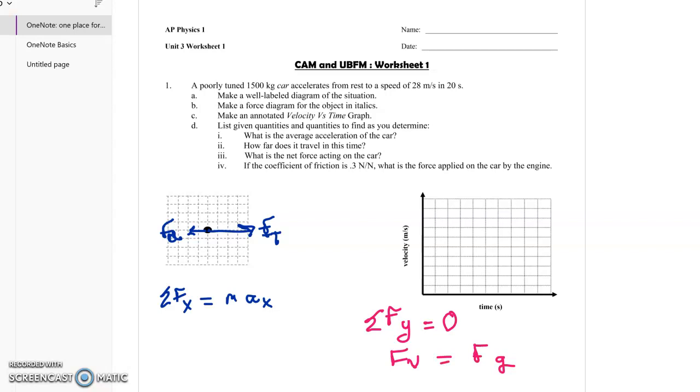Okay, so if we go back to this one, what do we have acting in the X? We've got force traction minus force drag, right? Equals MAX. Okay, so now this makes it good for us. The next thing, what do we want? So we have a net force on this, right? Constant net force.